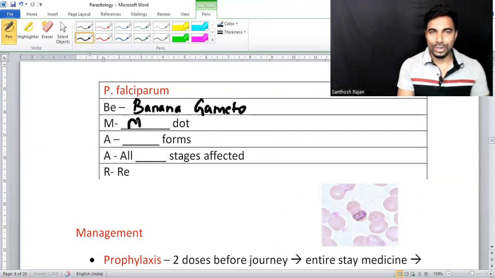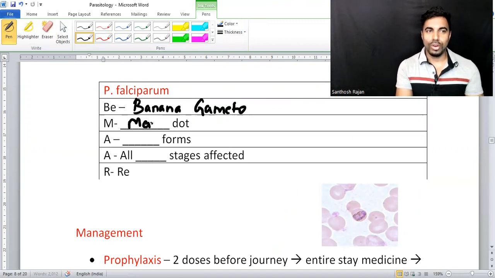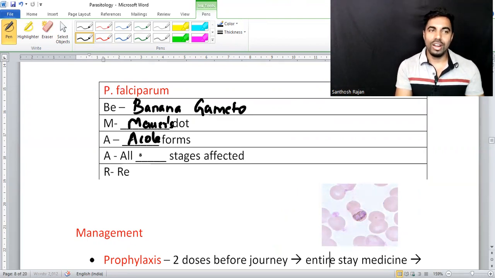Gametocyte, M for the dangerous Maurer's dots. Okay, Maurer's dots. And A for acoli form. And another A for BMR. A for all RBCs, all RBC stages are affected. And R for recrudescence.